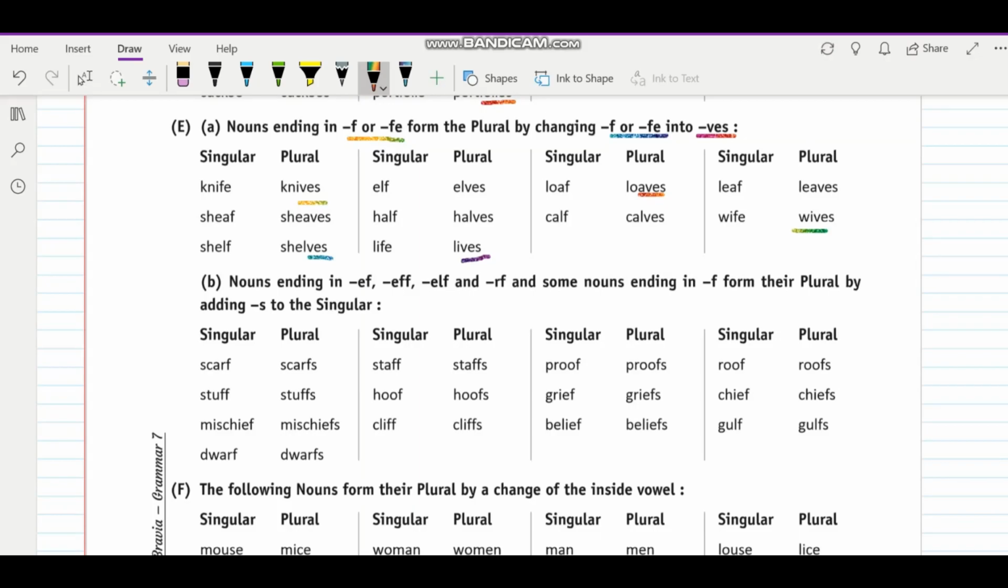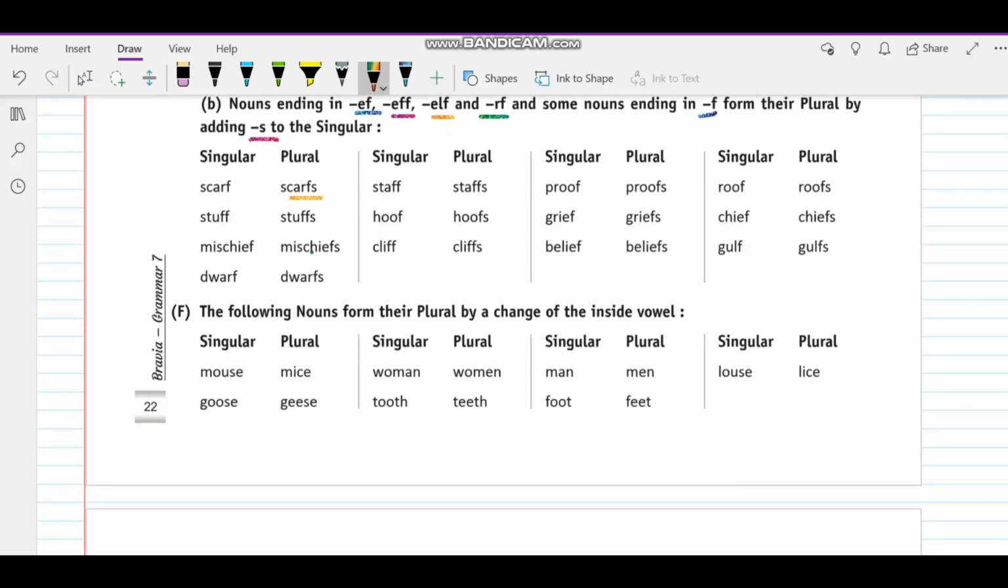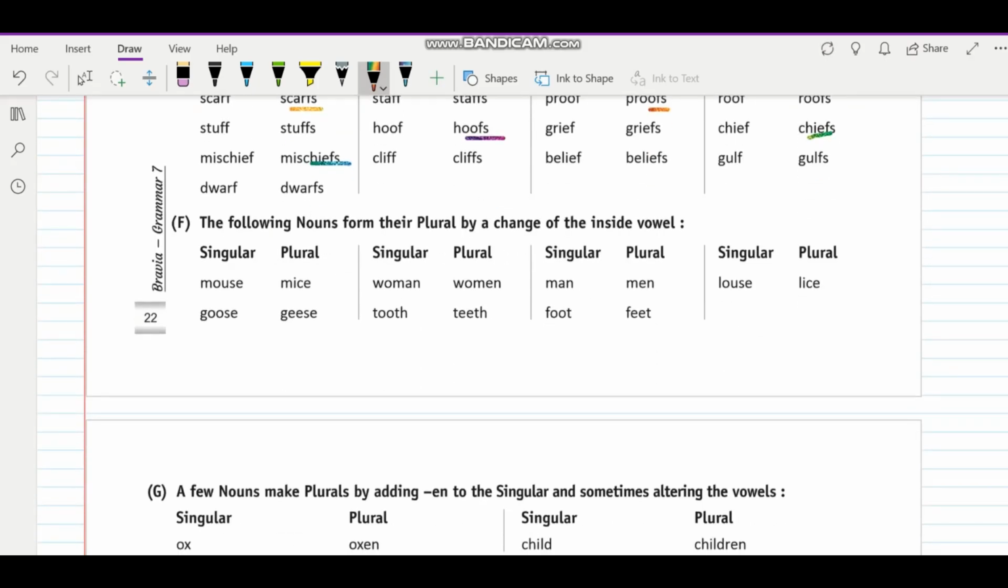The nouns which are ending in EF, EFF, ELF, RF, and some of the nouns which are ending in F, that is the exceptional ones, they'll be made into plural by simply adding S, like scarves, mischiefs, hoofs, proofs, chiefs, etc.